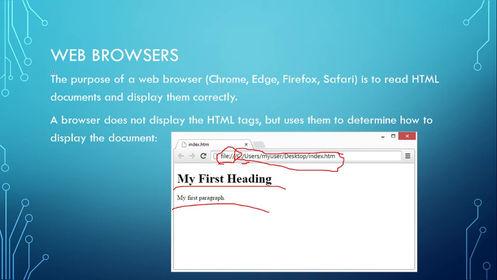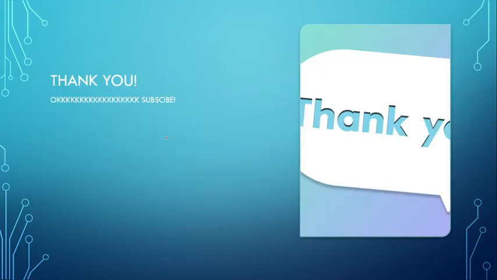So let's read this. Web browsers. The purpose of a web browser, such as Chrome, Edge, Firefox, or Safari, is to read HTML documents and display them correctly. A browser does not display the HTML tags, but uses them to determine how to display the document.